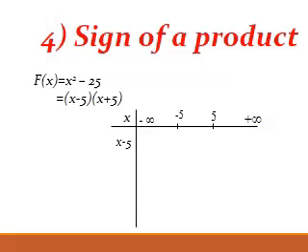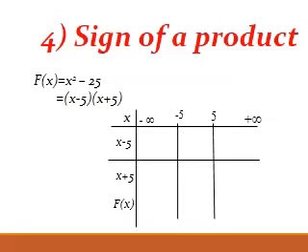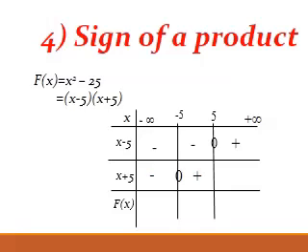The first factor is x minus 5. The root of x minus 5 is 5, so everything before 5 is going to be negative, and everything after 5 is going to be positive. For x plus 5, its root is minus 5, so everything before minus 5 is negative and after minus 5 is positive. Now I need to find the product, so here is the product. Minus times minus is plus, minus times plus is minus, and plus times plus is plus.